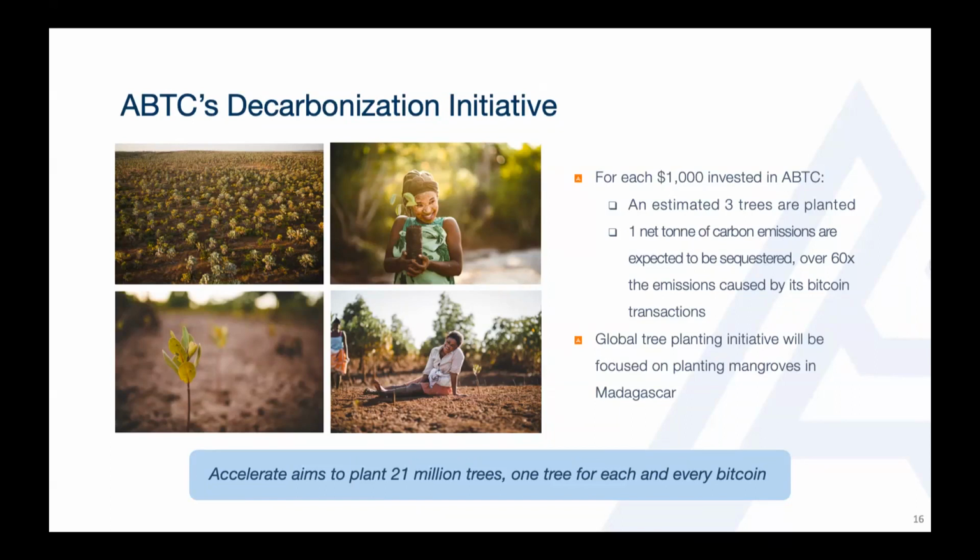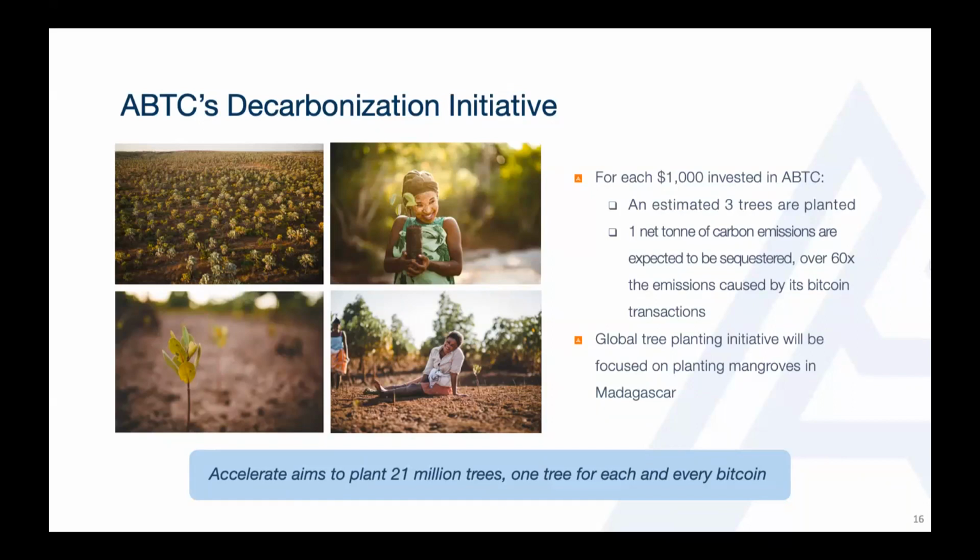So for each $1,000 invested, we estimate that we'll plant about 3.5 trees per year for that investment. And those trees are expected to sequester 1 ton of carbon emissions, which represents over 60-fold the emissions caused by the Bitcoin transactions from the fund. So ultimately, our goal is to plant 21 million trees, one for each and every Bitcoin, as part of our decarbonization initiative that accompanies the Accelerate Carbon Negative Bitcoin ETF.